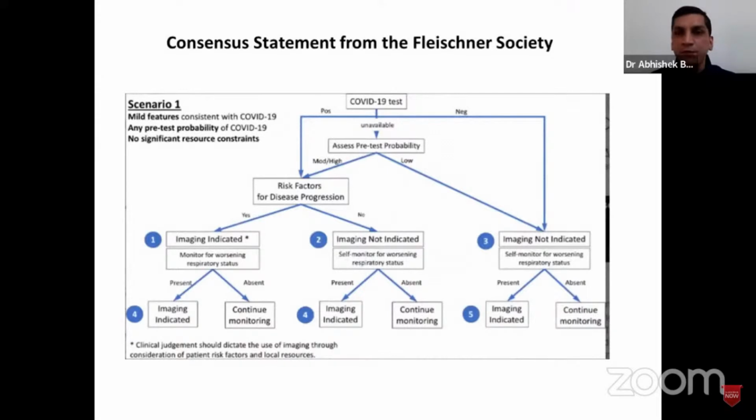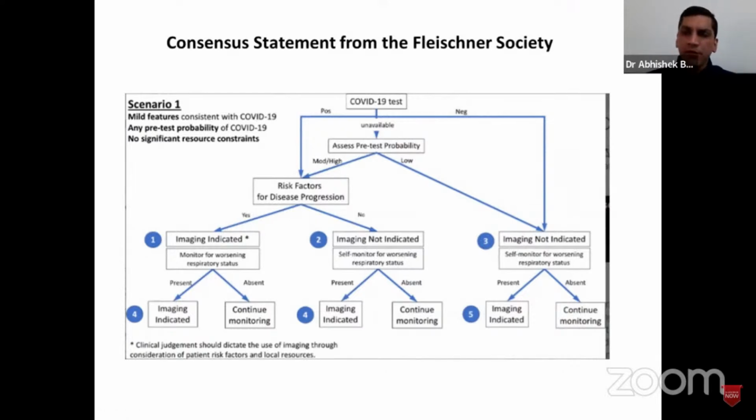Because so much was happening, we needed a consensus statement, because as I told you, people were thronging to CT scanners and the diagnostic centers. We were lucky that we got a consensus statement from the Fleischner Society, a very prestigious society that talks about how pulmonary nodules should be followed up. In one scenario, it talked about needing a pre-test probability of COVID-19, and provided there are no significant resource constraints, it gave a very informative chart on how COVID-19 patients should be followed. If the test is positive, there is a moderate to high pre-test probability, and there are risk factors for disease progression, that is where imaging is indicated.